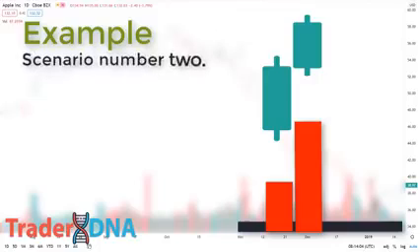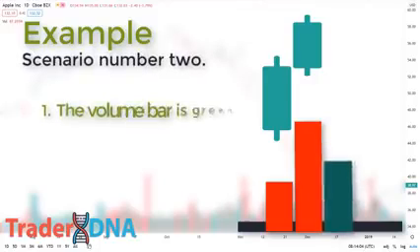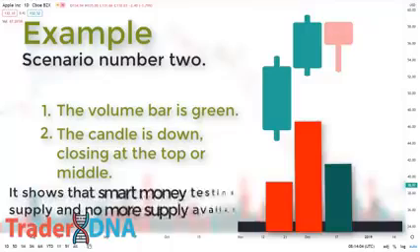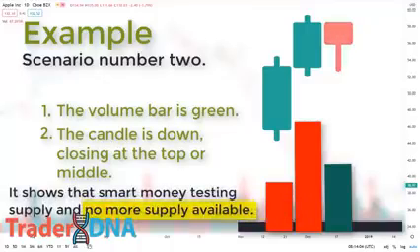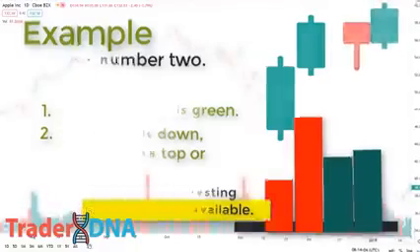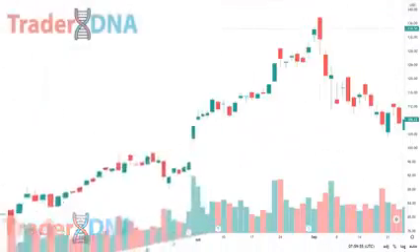Scenario number 2. First, the volume bar is green. Second, the candle is down, closing at the top or middle. It shows that smart money is testing supply and no more supply is available. The third candle was buyers' volume if the fourth candle closes above the top of the second candle. This confirms the valid buy signal. Here are other examples of volume candlestick trading strategy.